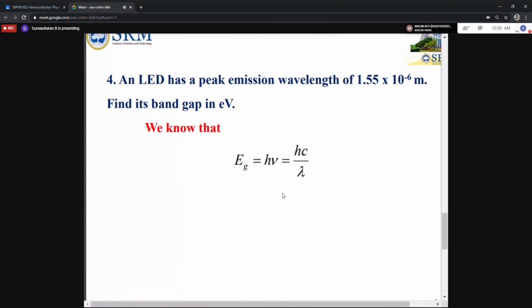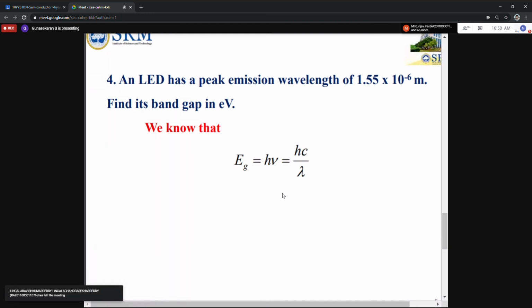So that is the energy gap in terms of joules. Now you have to convert. How do you convert? Simply divide by 1.6 × 10^-19. So you get the energy gap in terms of eV, electron volt. Okay. So at least next class you confirm the answers.